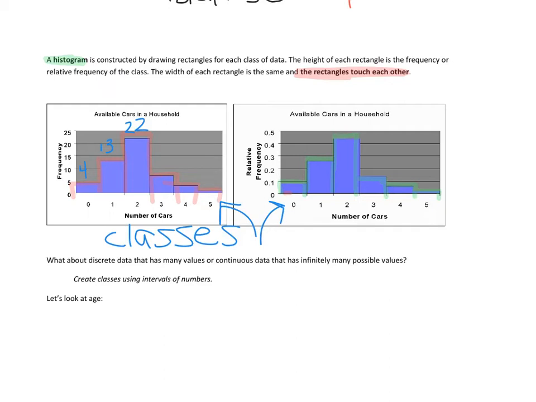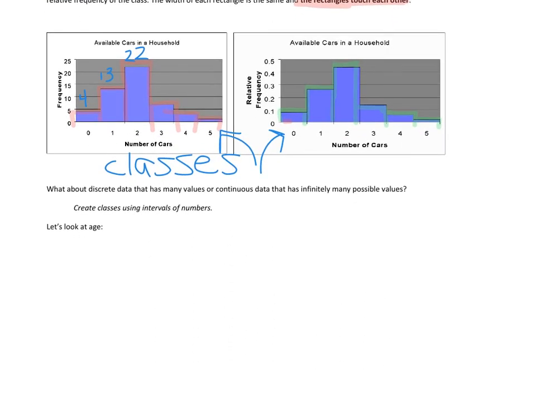All right, so discrete data, countable, really straightforward as far as it being very similar to the bar graph in section 2.1. So now we're going to look at kind of a harder case, and harder just in the sense of how we're going to organize our classes. So for instance, let's consider this. What about discrete data that has many values, or continuous data that has infinitely many possible values? Well, we've already talked about it. We're going to create classes using intervals of numbers.